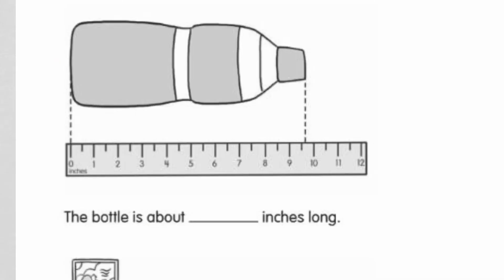Great, now you're going to practice. The bottle is about blank inches. That word about is very important. So when we line up our item, we want it lined up with 0, and we're looking to see how long the bottle is. Interesting. It's between 9 inches and 10 inches. So we want to find out the bottle is about how many inches long. So you decide, is it closer to 9 inches or is it closer to 10 inches?